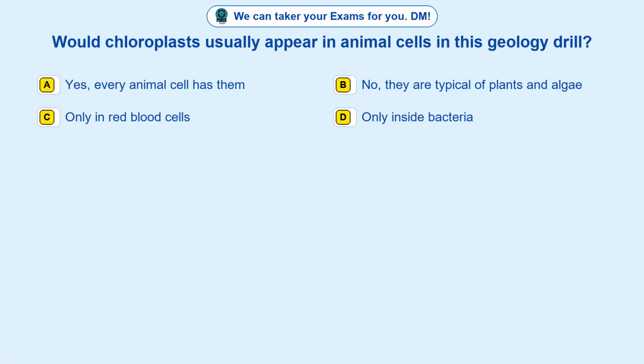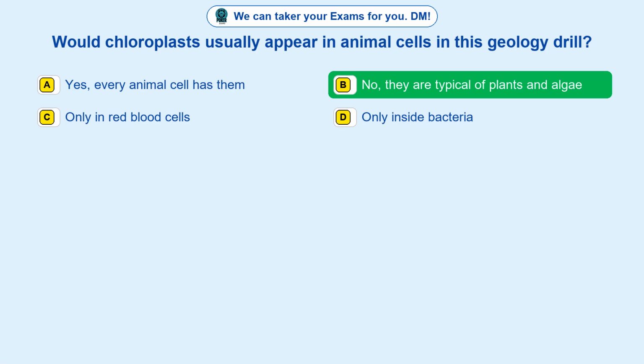Question 14. Would chloroplasts usually appear in animal cells in this geology drill? Option A. Yes, every animal cell has them. Option B. No, they are typical of plants and algae. Option C. Only in red blood cells. Option D. Only inside bacteria.